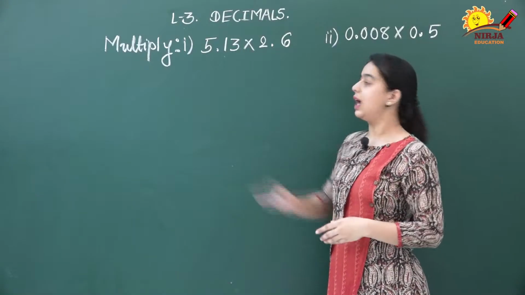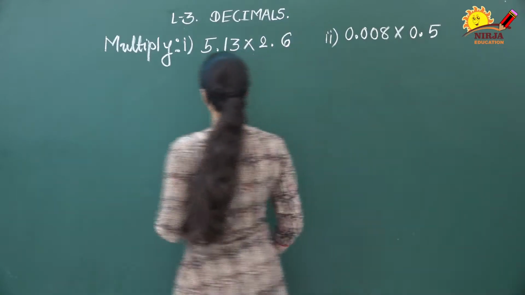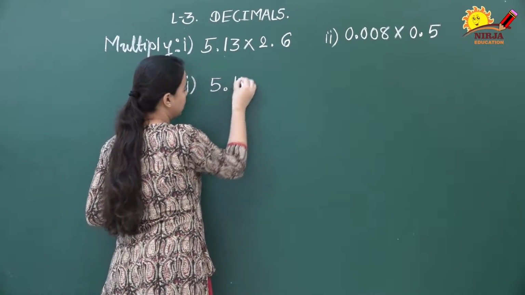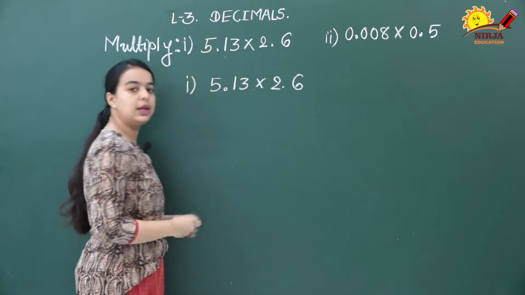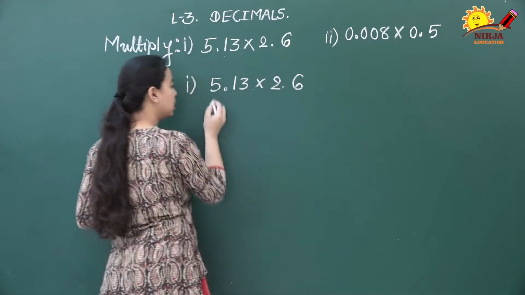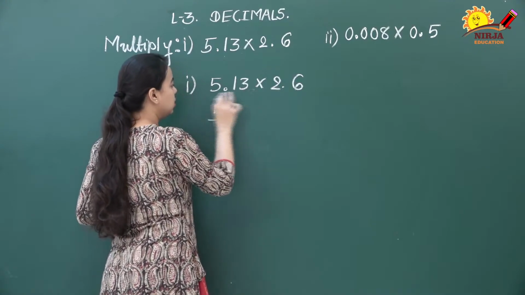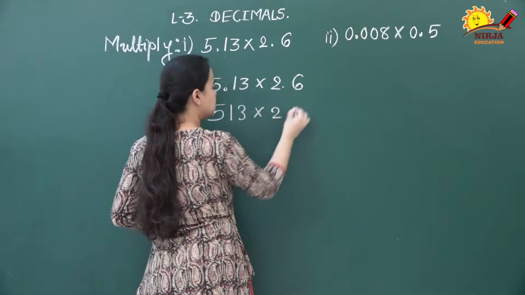So as you can see, I have listed 2 examples of multiplication on the board. Let's solve. First, it is given 5.13 multiplied by 2.6. Just now we have seen how to multiply 2 decimals. First we are going to ignore the decimal point. So let's write the number after ignoring the decimal point. This number will become 513 multiplied by 26.